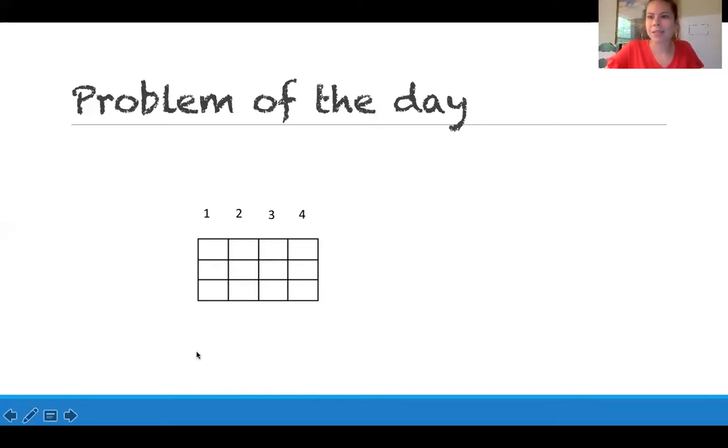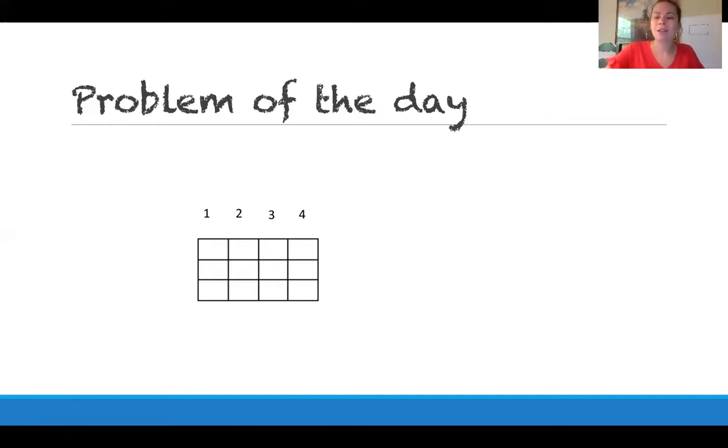So let's count to see if that gets us to 12 total. 1, 2, 3, 4, 5, 6, 7, 8, 9, 10, 11, 12. Show me, does that work? Yes, I have 12 total squares and 4 columns.